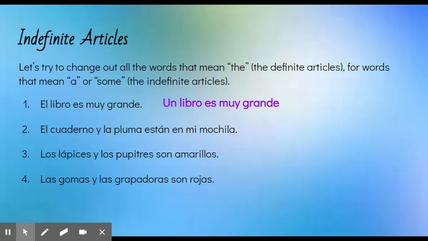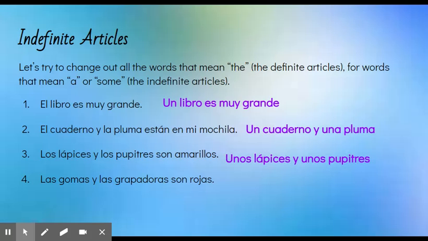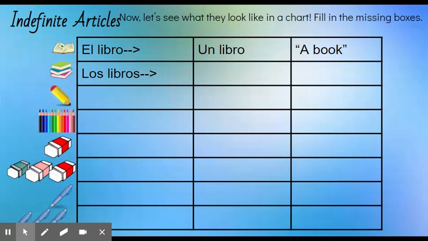Número dos, el cuaderno y la pluma go to un cuaderno y una pluma. Número tres, los lápices y los pupitres goes to unos lápices y unos pupitres. Number four, las gomas y las grabadoras goes to unas gomas y unas grabadoras. How'd you do? Well, let's see what they look like now in a chart.